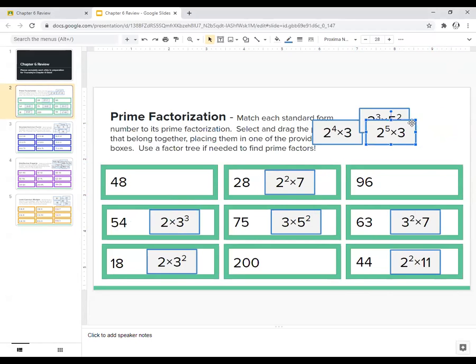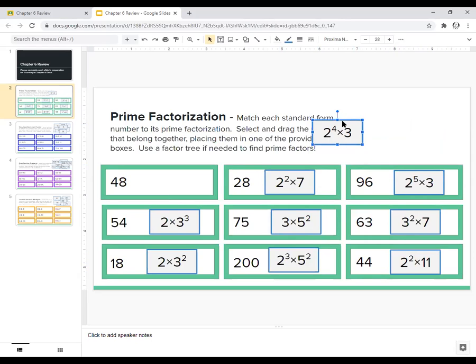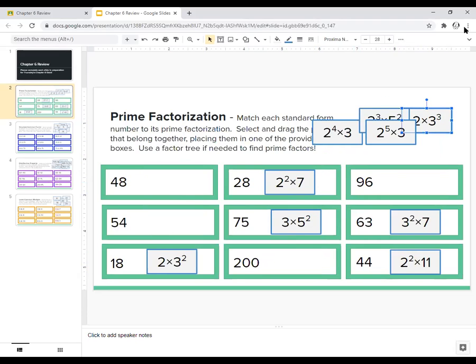All right, couple more here. How about class, all of you? Where does 2 to the 5th times 3 belong? Just say it out loud. 2 to the 5th times 3. 96. Okay. Where does 2 to the 3rd times 5 to the 2nd exist? 200. Nice. And 2 to the 4th times 3? Ding, ding, ding. All right. I'm going to quick put all these pieces back for the next class.